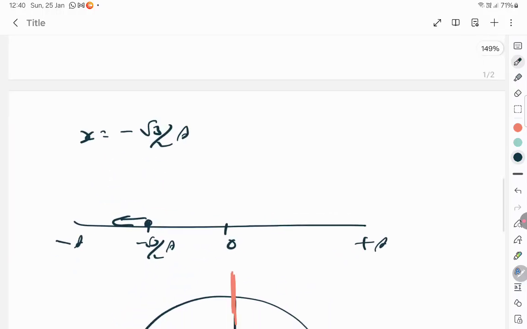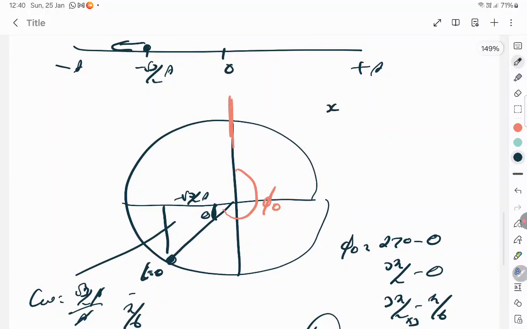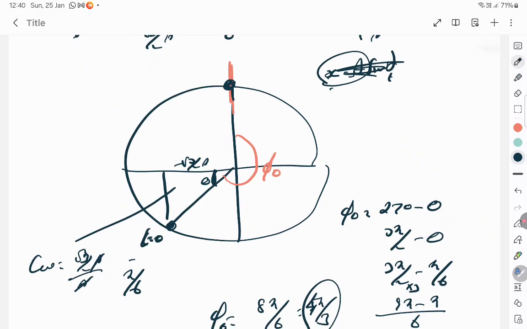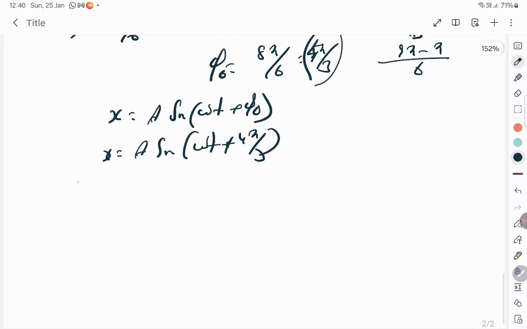Because I will put this as x only, x is equal to a sine omega t. When t is equal to 0, x becomes 0. Y is not becoming 0 for this point. Okay, so this graph is about x is equal to a sine omega t. Okay, so clear.